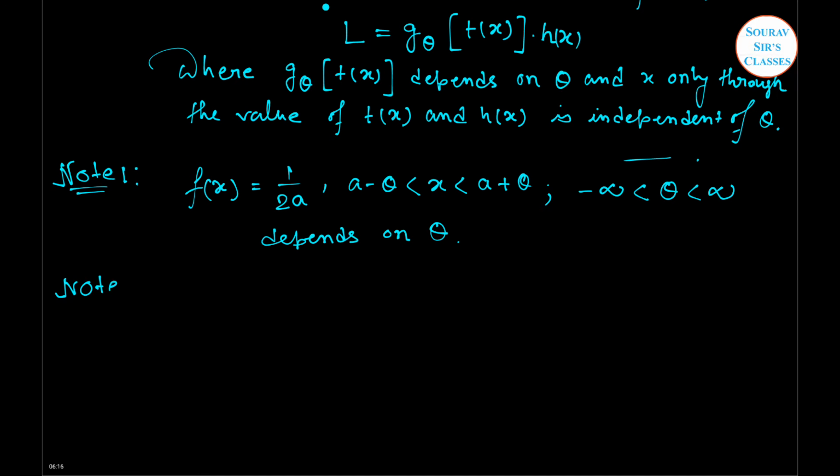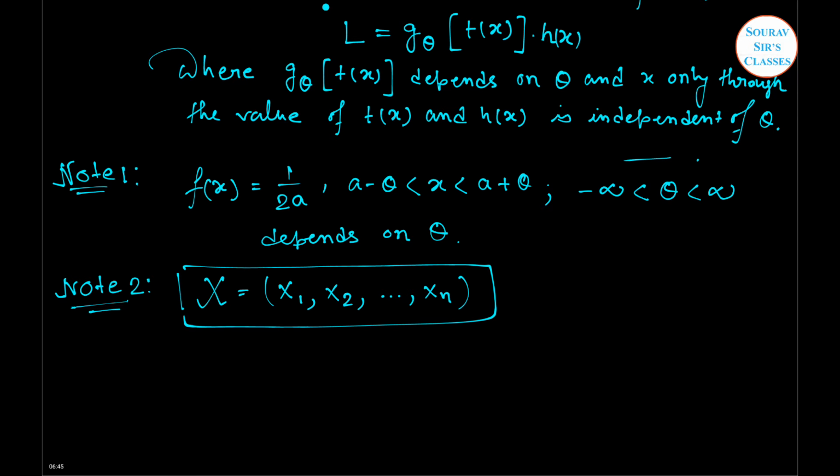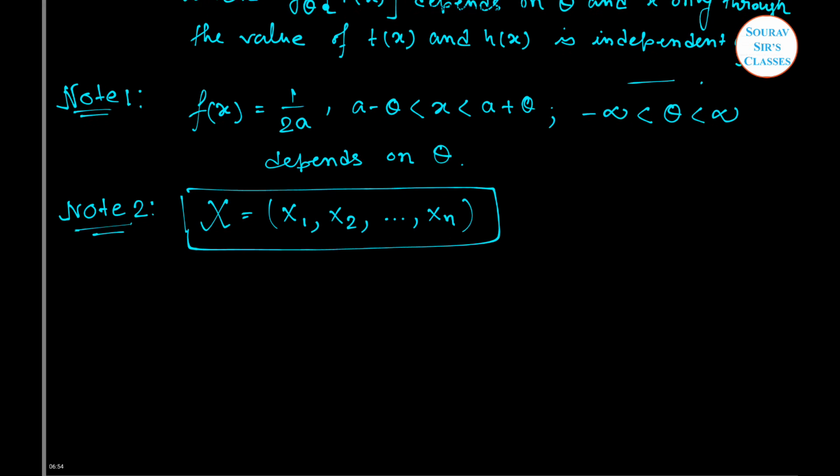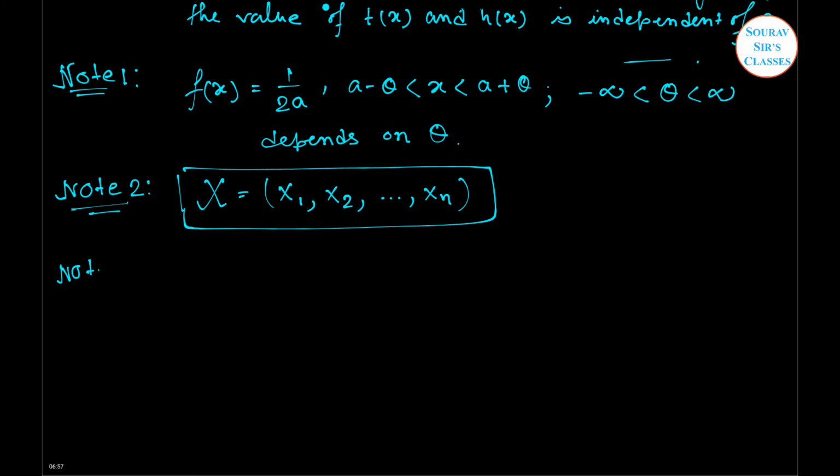Go through note number 2. It should be noted that the original sample X equal to X1, X2, ..., Xn is always a sufficient statistic. I repeat, it should be noted that the original sample X equal to X1, X2, ..., Xn is always a sufficient statistic.